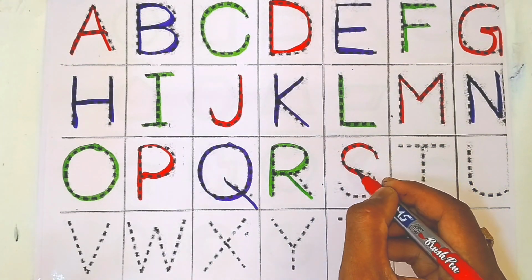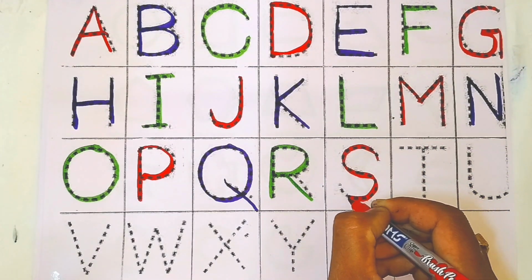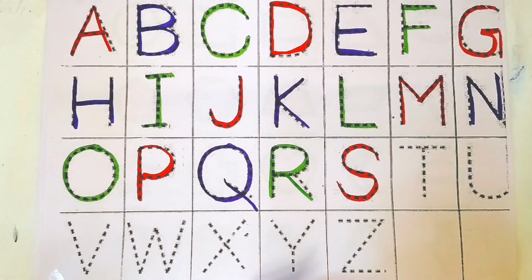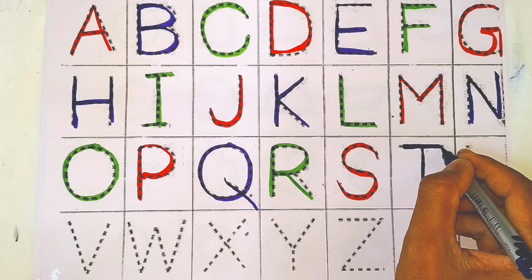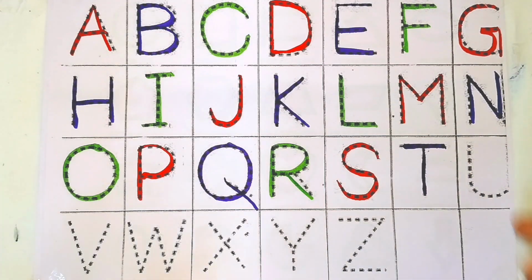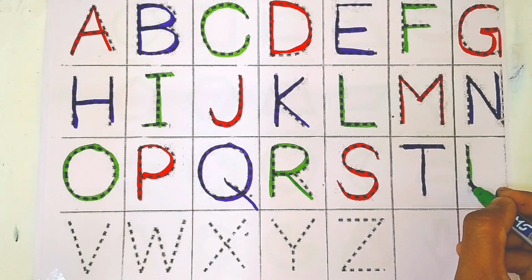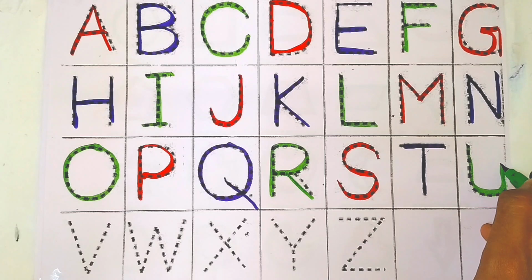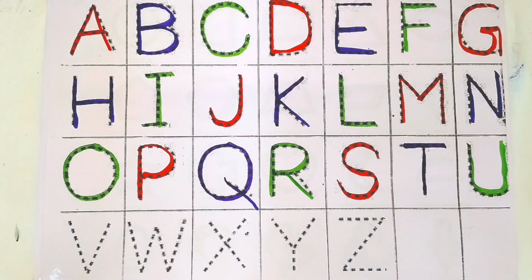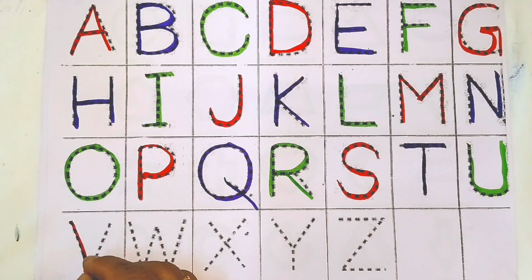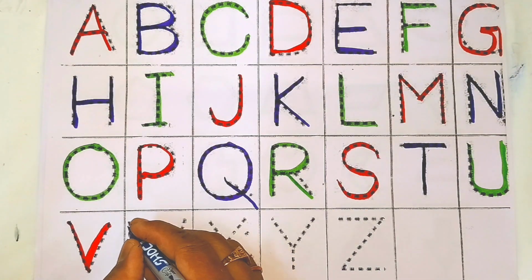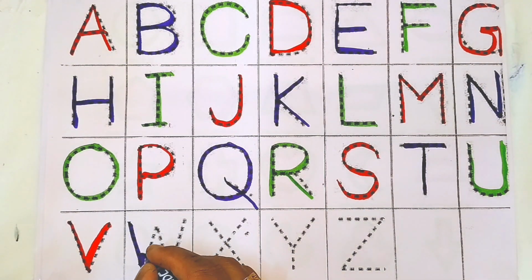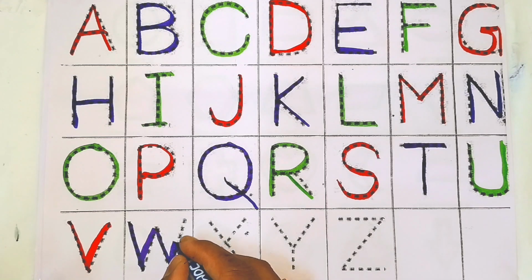S for sky, S for sun. T for tiger, T for turtle. U for umbrella, U for uncle. V for vegetables, V for van. W for watch, W for water.